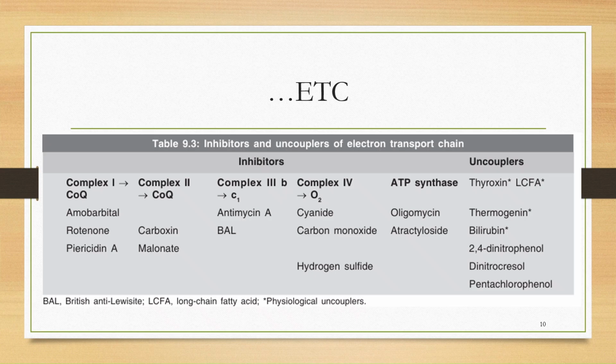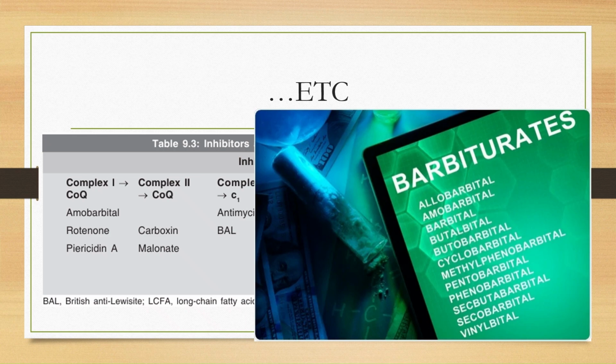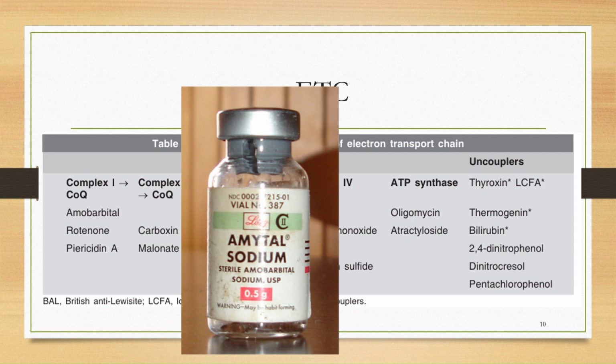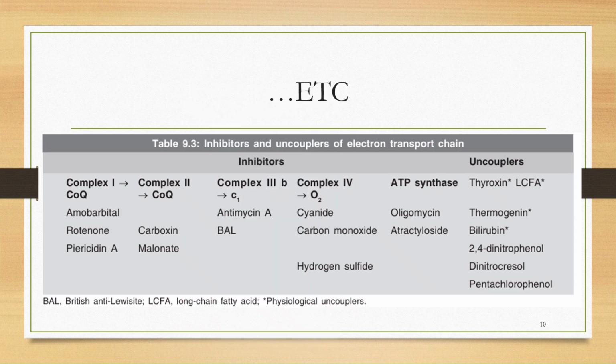The first one we're talking about is amobarbital, which is a pharmaceutical. Basically, it is used in treating mood disorders, for example, like depression. But this amobarbital is a complex 1 inhibitor. So it inhibits the movement of electrons to coenzyme Q. If it inhibits that, eventually electrons will not move to the rest of the components of the chain, and eventually ATP will not be produced at all. So inhibitors block the progress of the chain. There's no continuation of electron transport, and of course there will be no ATP produced.